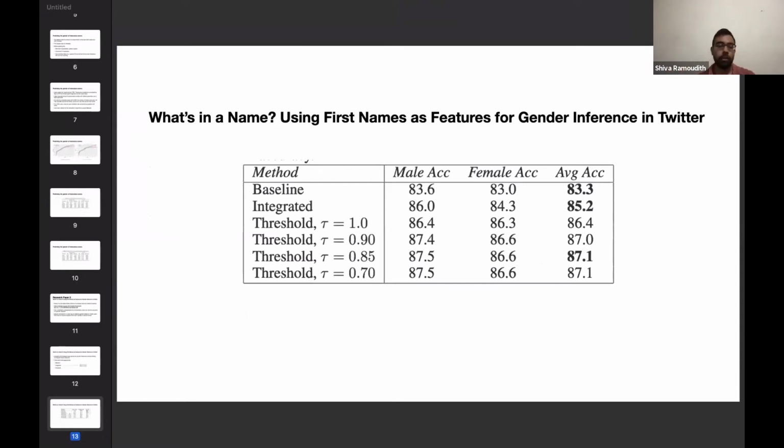So again, the baseline approach, I didn't mention it, but this was essentially using other features from that Twitter data to predict the gender. And then the integrated and threshold experiments show the improvement when we integrated the first name into that experiment. With the integrated experiment, we saw a bit of a bump in the accuracy for males as well as females, and the average accuracy as well. In terms of the threshold experiment, it increased a bit more, but not so significantly as opposed to the baseline.